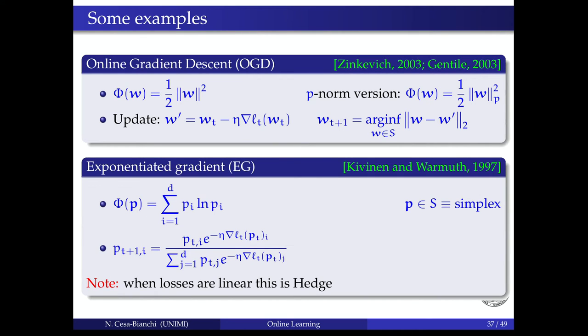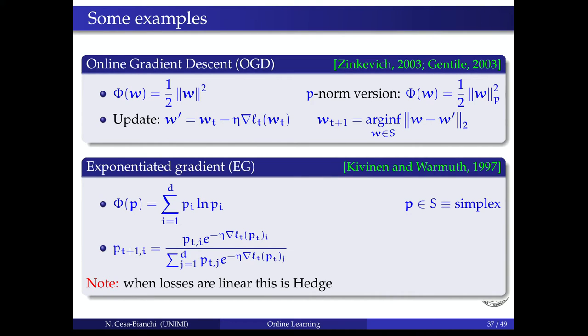But now I can change the geometry of the space by playing with the regularizer. So for instance, I can use an entropic regularizer, and this will confine my predictions to the simplex, and I will have an update of exponential form in which I basically multiply by the exponential of the negative gradient of the loss. And then I normalize to project back into the simplex. So this is called exponentiated gradient, and was proposed by Jyrki Kivinen and Manfred Warmuth a few years ago. It's now recognized as a member of this online mirror descent family for a specific regularizer.